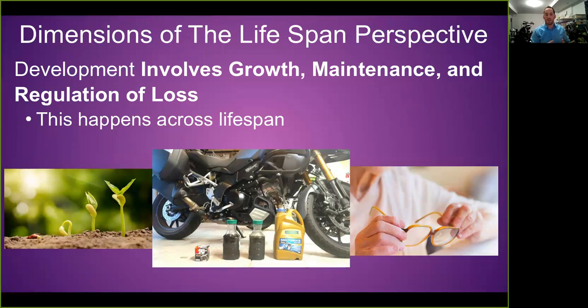So development involves both maintenance, growth, and regulation of loss. So growth is growing. So something's growing, something's developing. Early on in development, we have lots of neurons growing. Maintenance is keeping what we've got at the same kind of level. So maintaining this motorcycle back here, got to change its oil, got to clean its chain, got to clean its chain a lot more often than I actually do.